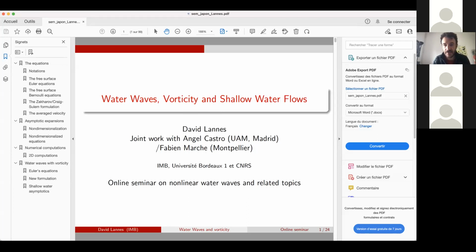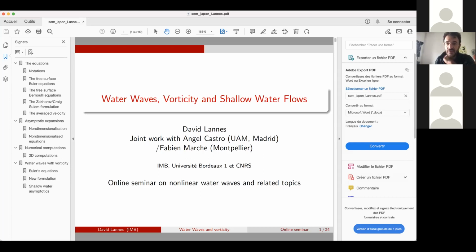And so I will first remind you how you model this kind of flows in the irrotational setting, and then I will explain what the differences are when you take into account vorticity. So if we start from the water waves equation, so you all know the equation, so I will do it quite quickly. This is just for the notations.